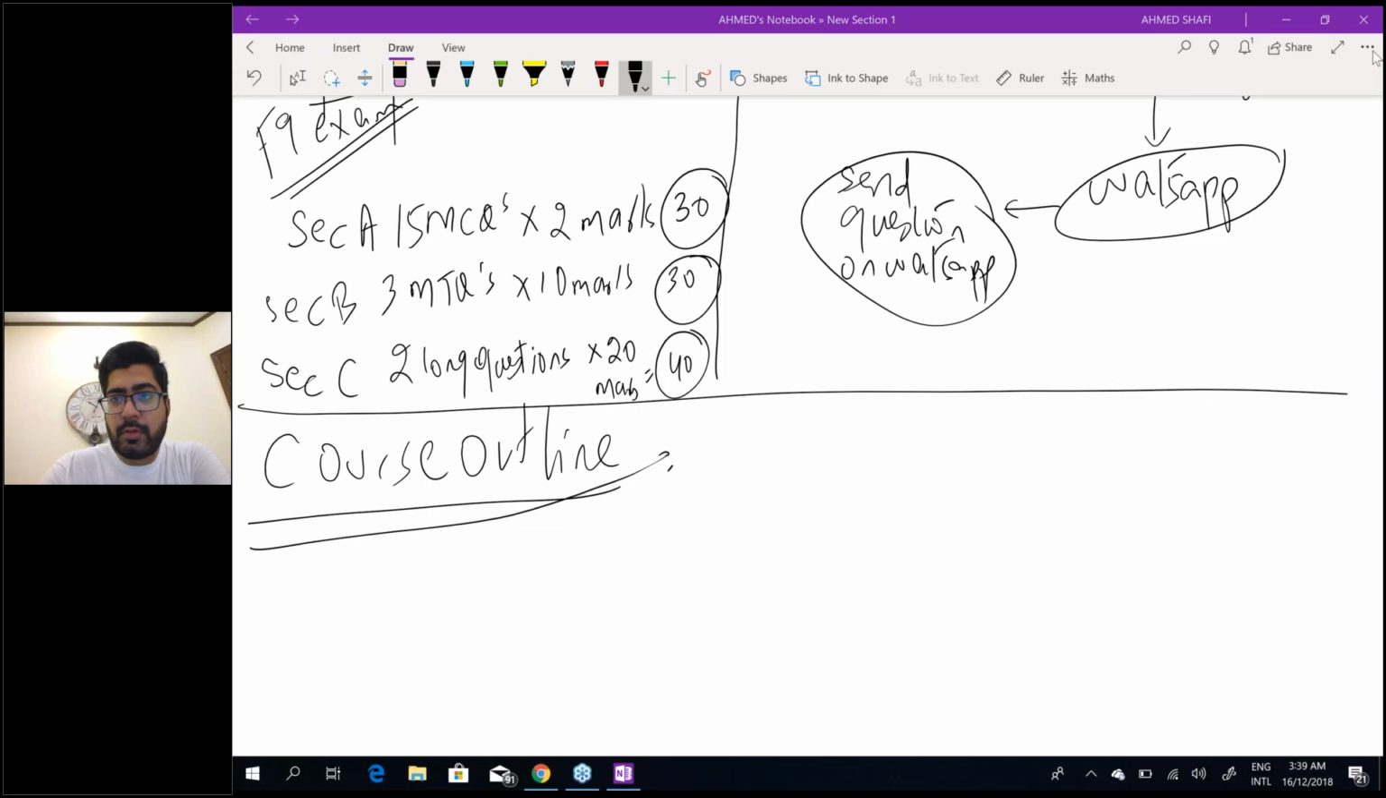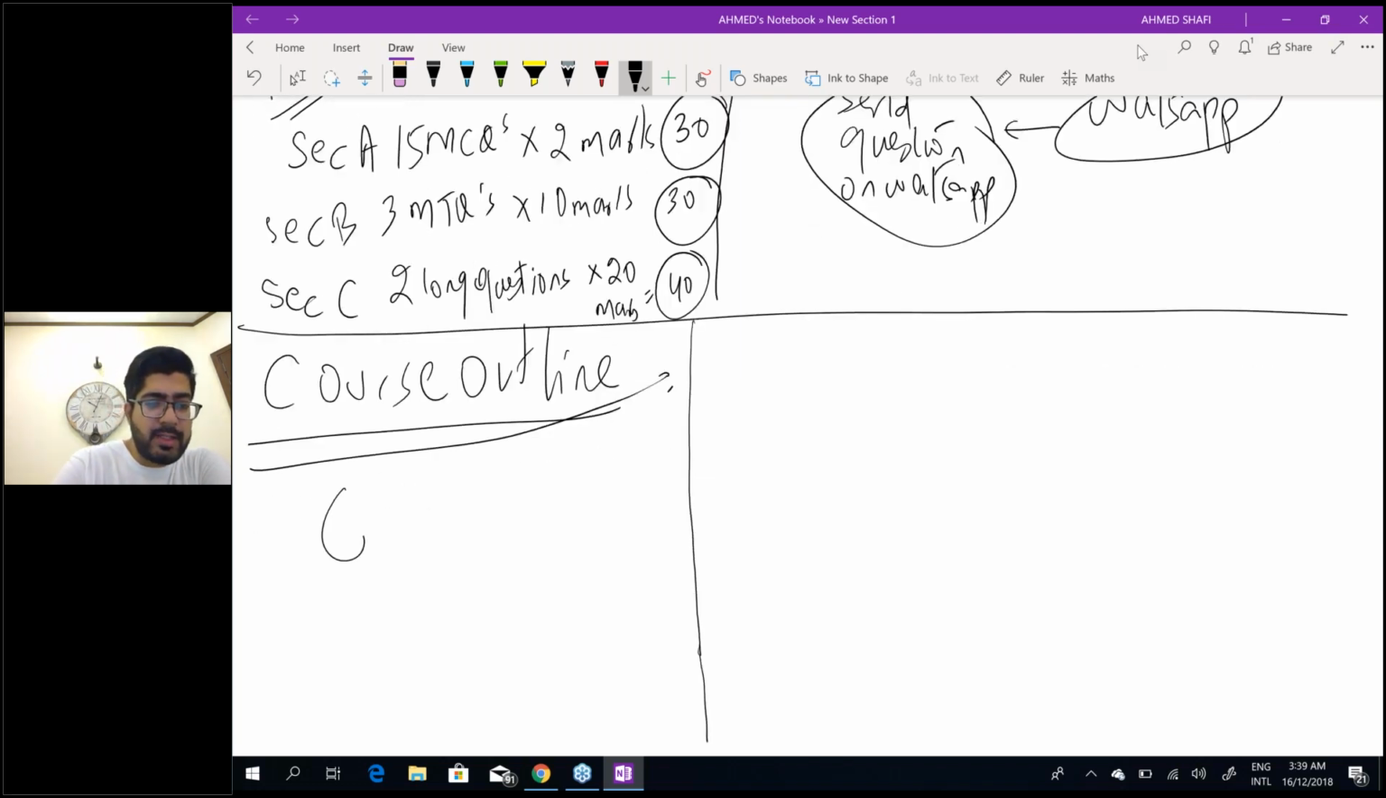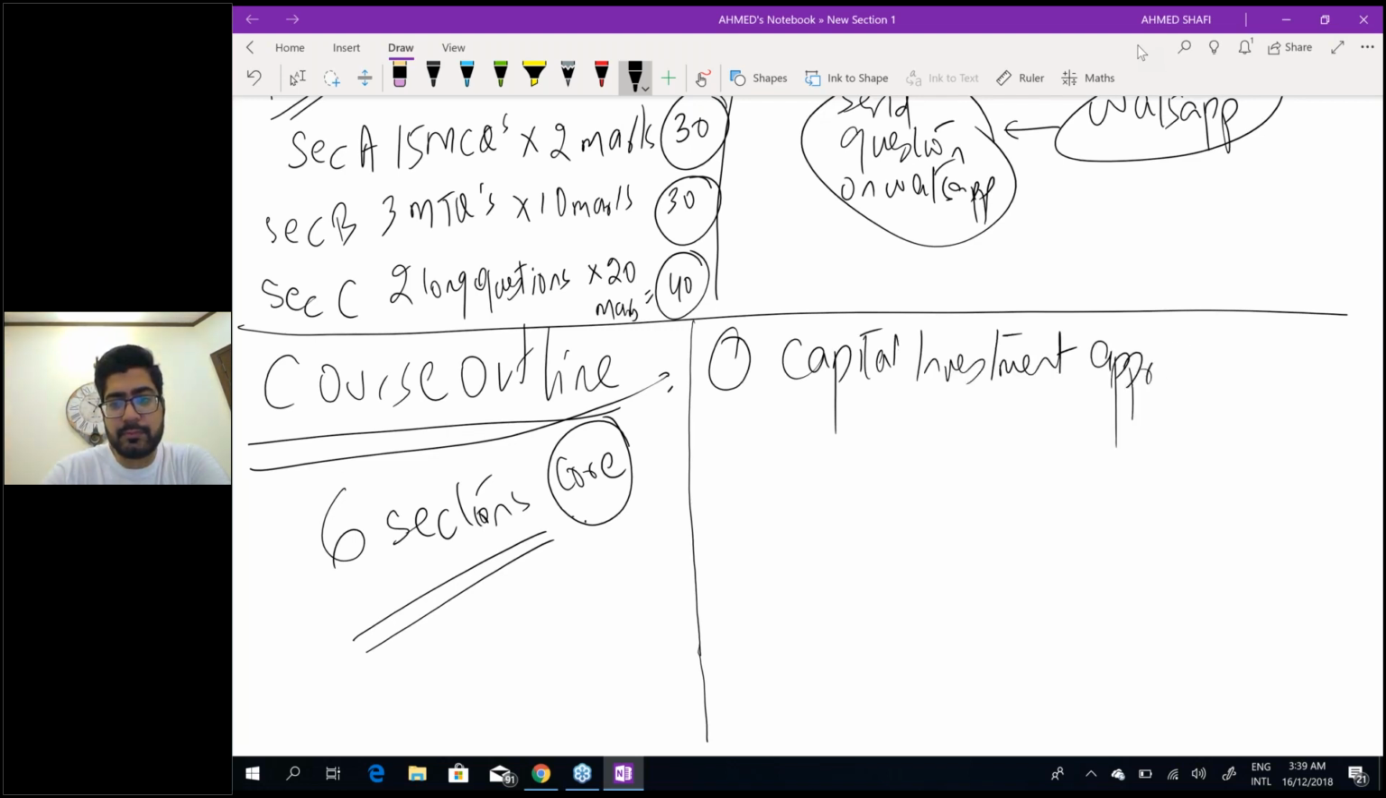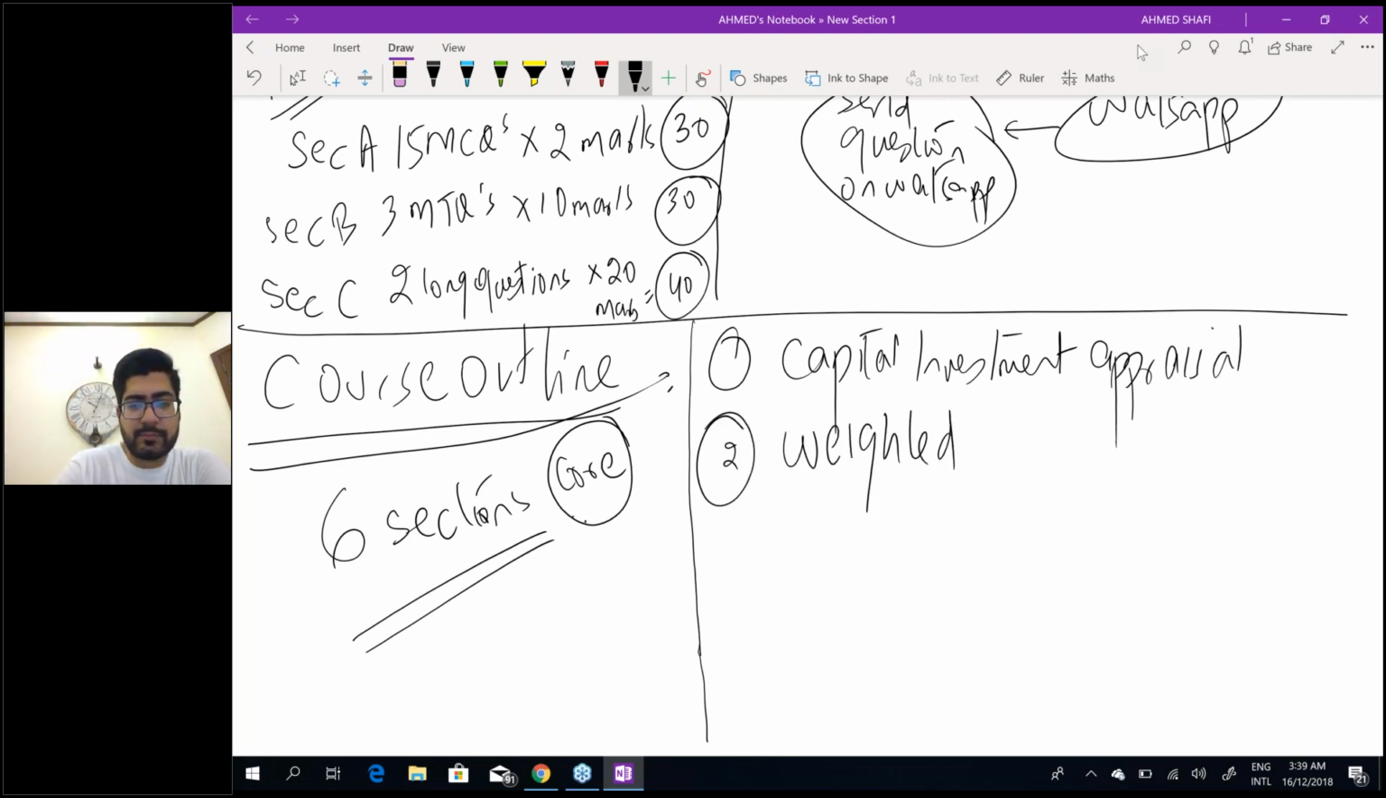Okay, now let's talk about the course outline, how the course outline of F9 is based. Paper F9 is based on 6 sections, which are called 6 core sections. The name of the first section is capital investment appraisal. The name of the second section is weighted average cost of capital, also called WACC.